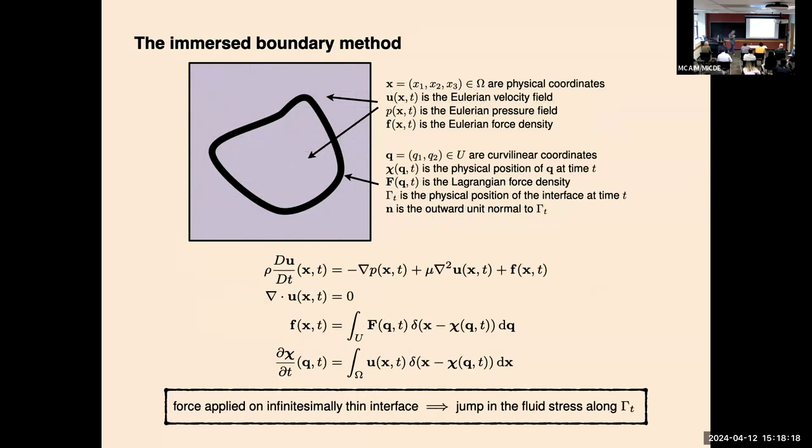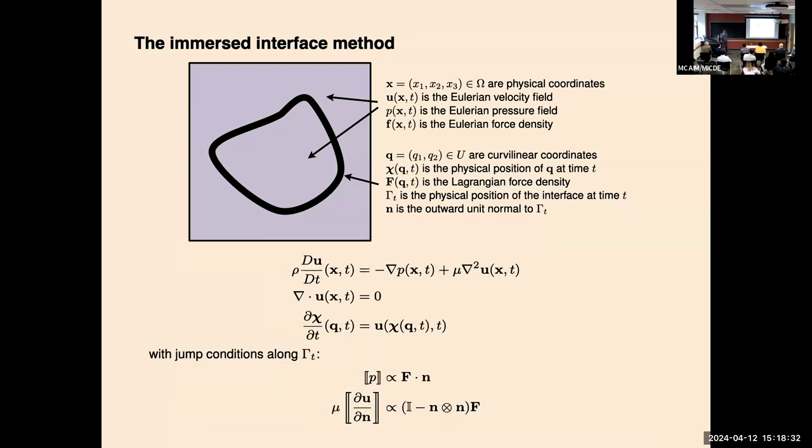So for interface problems, when you have a force that's applied on an infinitesimally thin interface, that gives rise to jumps in the fluid stress along that interface. And that's just a consequence of force balance. In particular, for a viscous incompressible fluid, the normal part of the force gives you a jump in the pressure, and the tangential part of the force gives you a jump in the viscous stress, or you can think of it as just the velocity gradient across the interface.